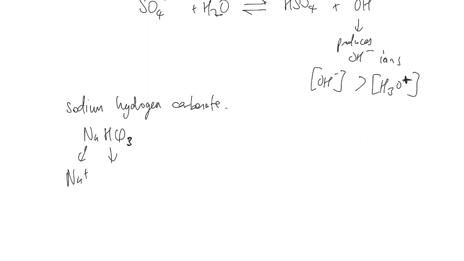Na plus, if you look at that table, is neutral. HCO3 minus is acidic. That's what we did the work on earlier. So we need to show that it's acidic by showing its reaction with what? Water, yep. So we show it reacting with water. Now we have to show that it's acidic. So what do we write next?